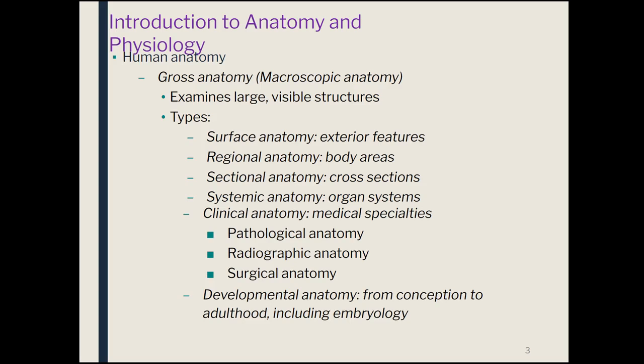Systemic anatomy are going to be organ systems, which we'll go over briefly and introduce in this lecture today. Those are going to include your respiratory system, your digestive system, your nervous system, your muscular system, your skeletal system. And then clinical anatomy is going to focus on medical specialties. You'll see pathological anatomy, radiographic anatomy would be like x-rays. Surgical anatomy, surgeons will focus on a specific area that they'll be treating. And developmental anatomy, which we don't really focus too much on in this class, that's going to be from conception to adulthood, including embryology.